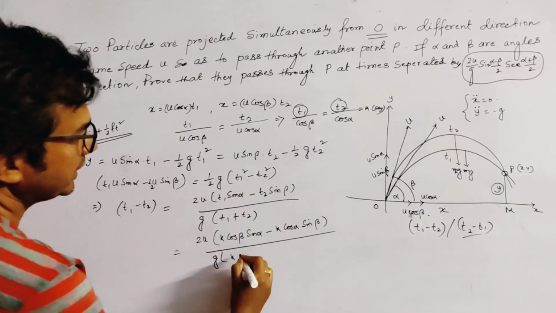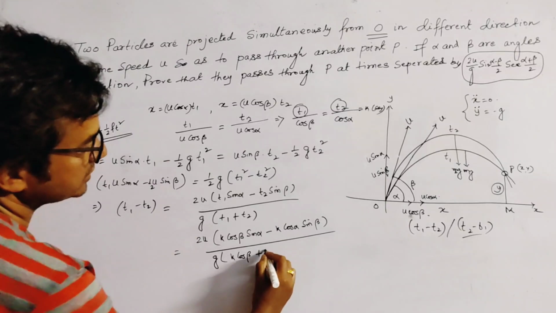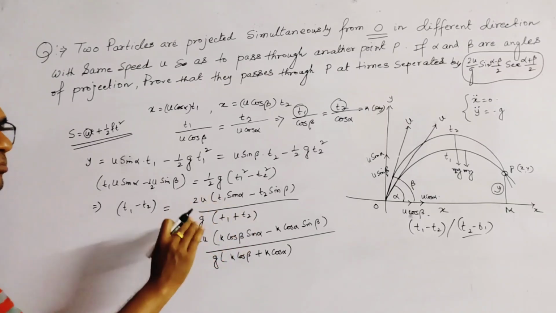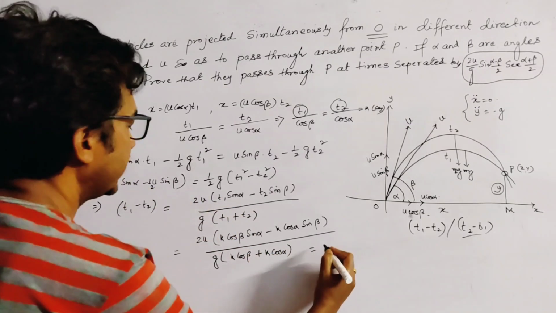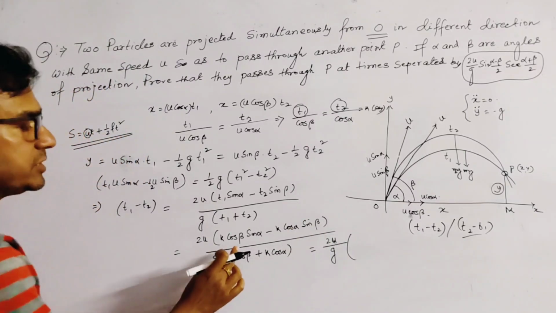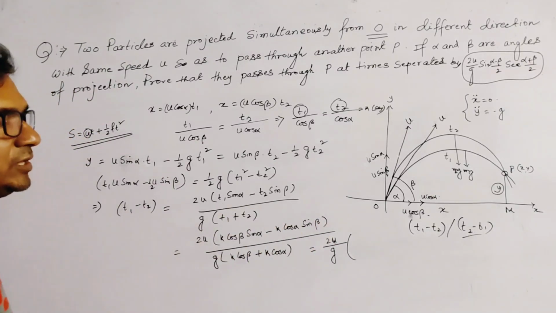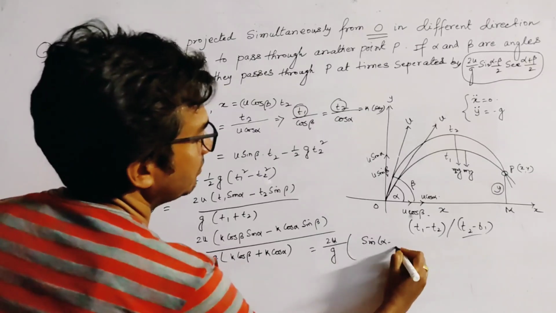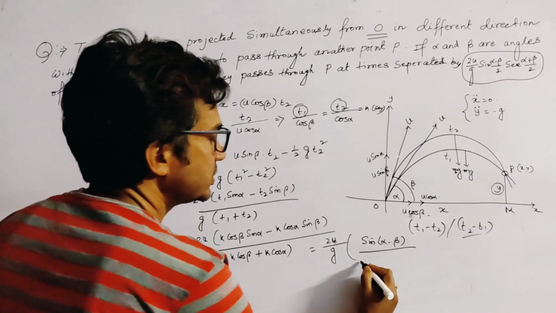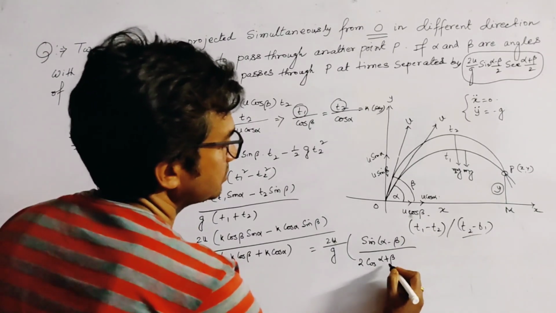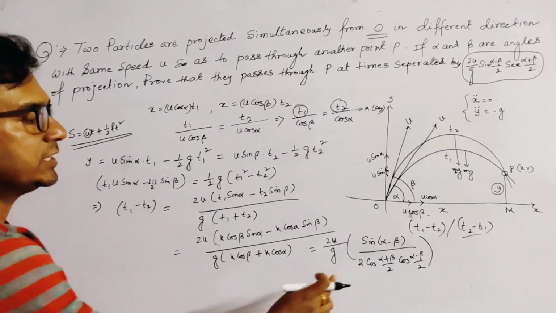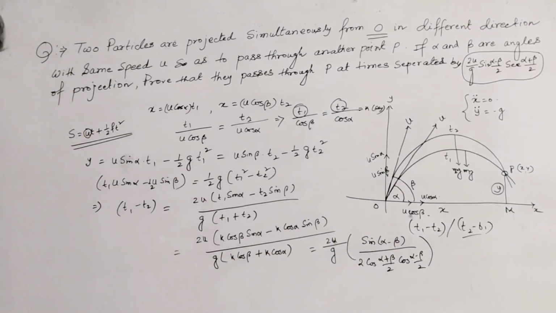This means k cos beta plus k cos alpha, and we cancel out k from numerator and denominator and get the result as 2u by g into sin alpha cos beta minus cos alpha sin beta on the upper side, so this is sin of alpha minus beta. The lower portion is cos alpha plus cos beta, which is 2 into cos of alpha plus beta by 2 into cos of alpha minus beta by 2, because cos C plus cos D is 2 cos of C plus D by 2 into cos of C minus D by 2.